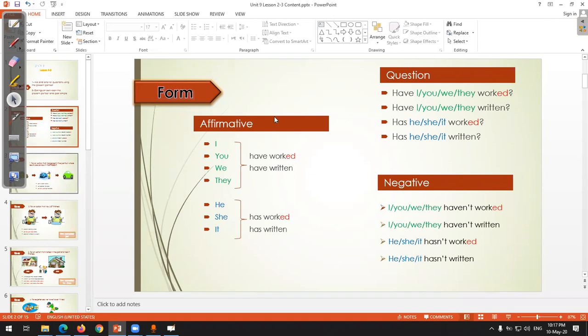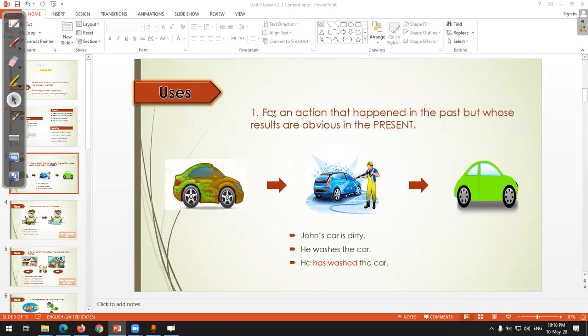Okay. Yes. So we use the present perfect for an action that happened in the past, but whose results are obvious in the present. Let's say this. What's the meaning of obvious? Obvious means apparent, that is in front of you, okay?